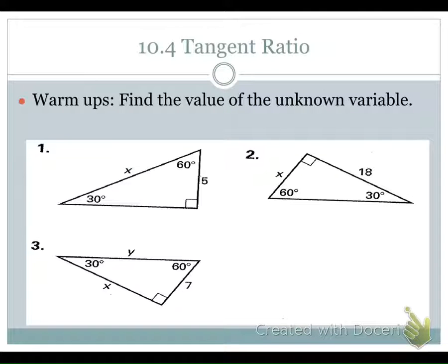So our bell ringer for 10.4 is our tangent ratios, is our topic today. But we're going to do this warm up. So here on this picture, we see that 5 is on the side between 60 and the right angle. Which side does that correspond to on our 30, 60, 90 formula triangle?